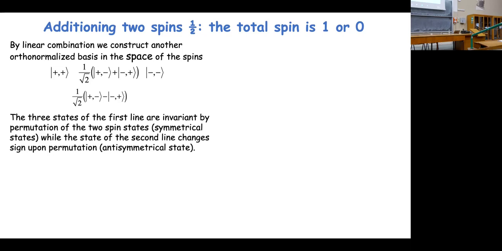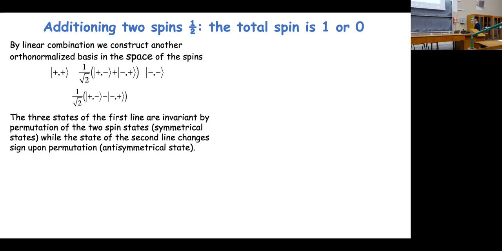And you see this basis has a very interesting property. These three states are symmetrical by exchange. If you change the states from one spin to the other, you get the same result. And the last state is antisymmetrical. If you exchange the states among the two spins, you change the sign of the wave function. So you have three states which are symmetrical and one state which is antisymmetrical.